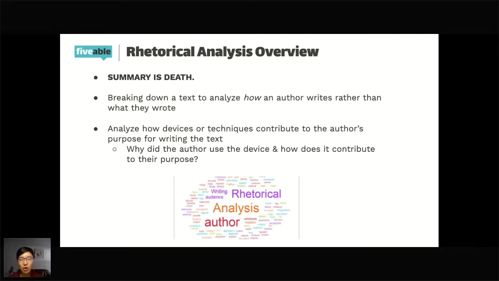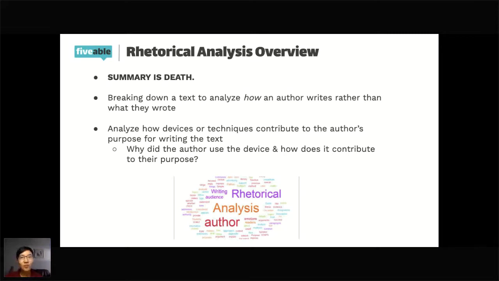But as you said, rhetorical analysis is pretty much breaking down a text to analyze how an author writes rather than what they wrote. Basically, you're analyzing how the devices or techniques they had in their text contributed to their purpose. Why did that author use that device, and how does that contribute to their purpose? As you can see with that word bubble down there, we're looking at the rhetorical triangle, how the author links to the audience and how that also links to their writing. So you're just analyzing what they did in that article to make it as persuasive as it is.